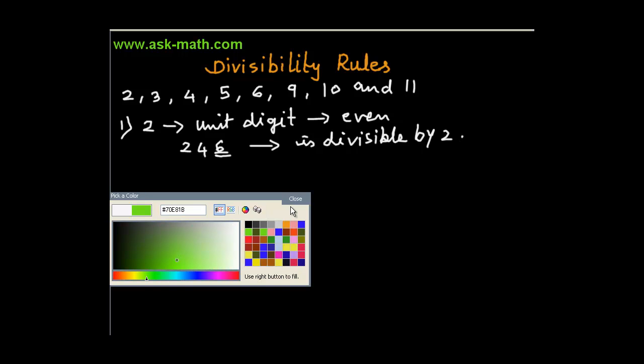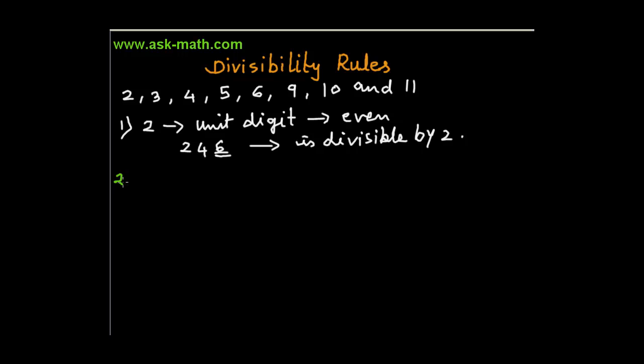Now, the divisibility rule for 3. The divisibility rule for 3 is, whatever number is given to you, you have to add the digits. For example, 453. We first add all the digits, so 4 plus 5 plus 3 is 12. 12 is divisible by 3, so 453 is divisible by 3.